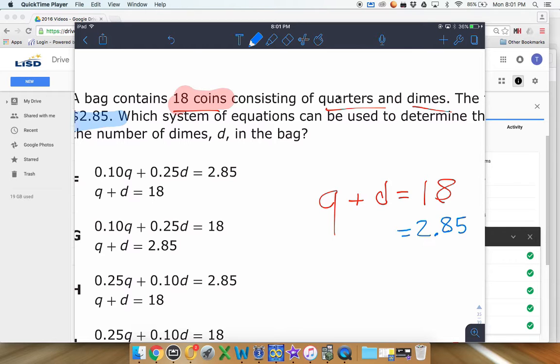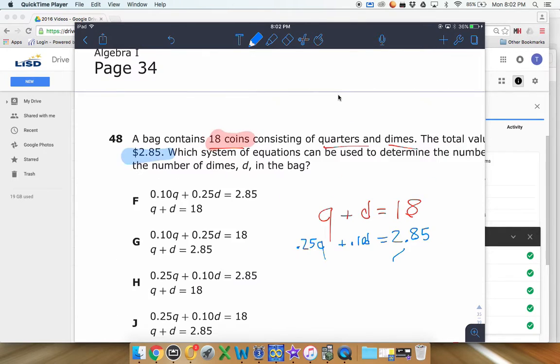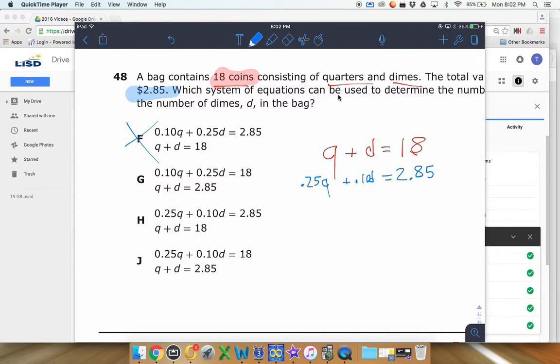This next one's talking about the total cost. Now a lot of people want to put Q plus D for this one right here. You don't want to stop there because this is dealing with cost. $2.85 is dealing with cost. So we need to associate some type of cost with the quarters and dimes. The quarters, you're going for 25 cents a pop, and for dimes that's 10 cents. So you could put 0.1 or 0.10, it doesn't necessarily matter. So I guess that one matches up there. Okay, F doesn't match up there. I guess 0.10Q, yeah, quarters are worth a little bit more than that.